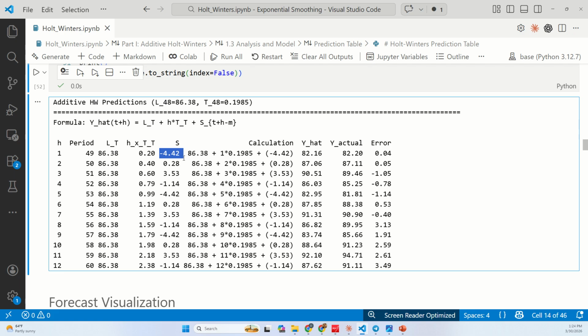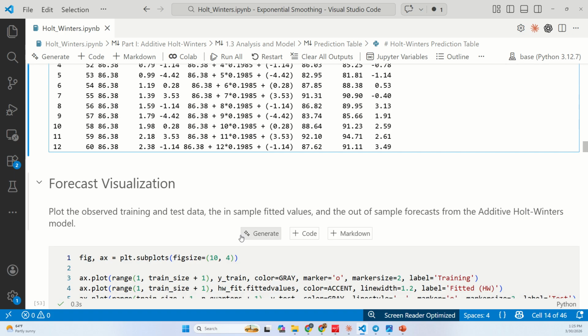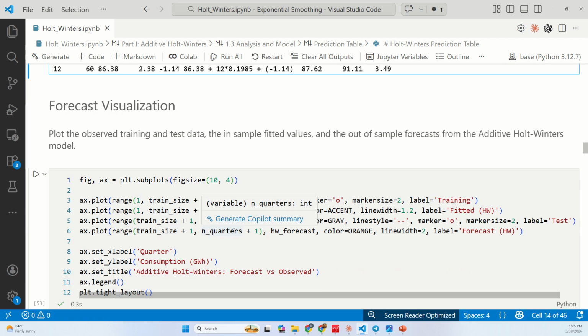And remember, it makes sense because Q1 is always the lowest value within each cycle in our series. So if you check the Q1s, they are negative, and they are always the lowest value within the cycle. All right, and that's how you get the calculation of your y hat here, and then you can of course measure the error. With that, we can compute the different metrics to evaluate the model performance.